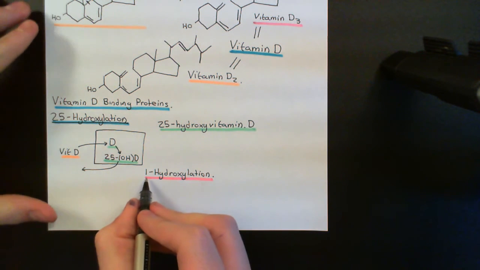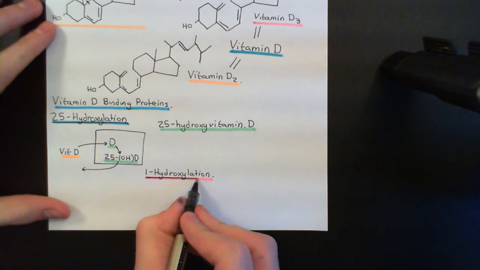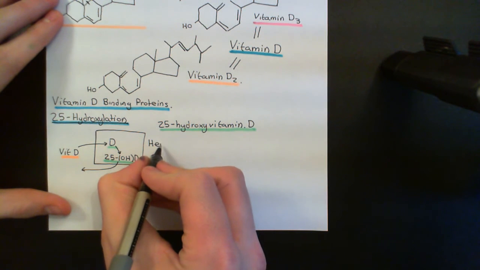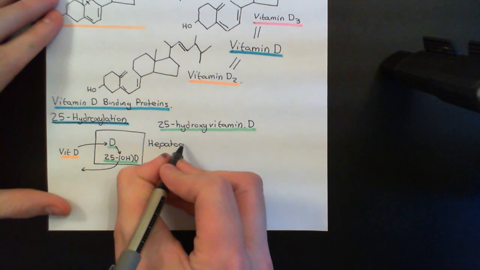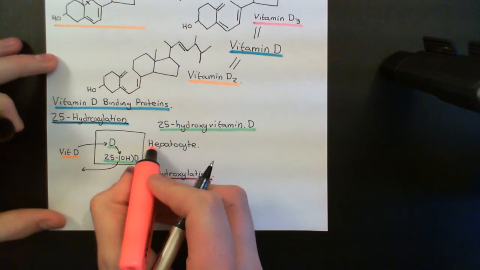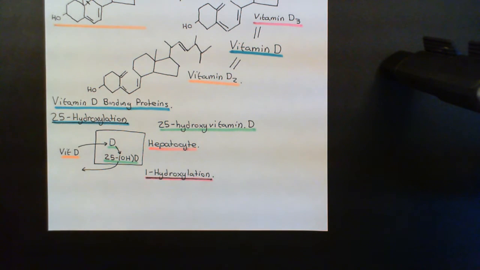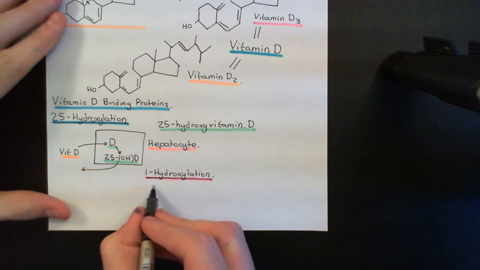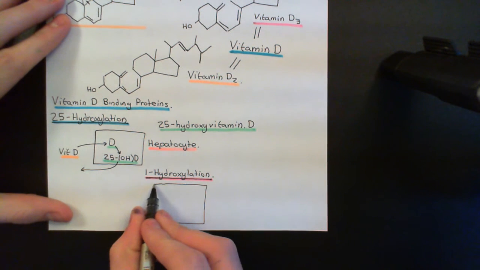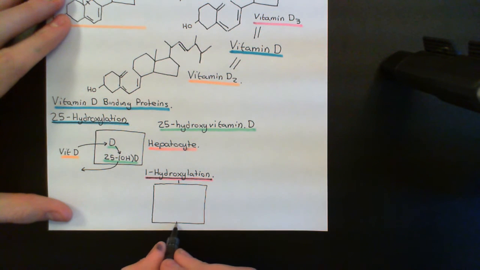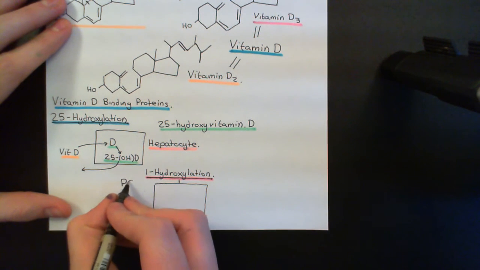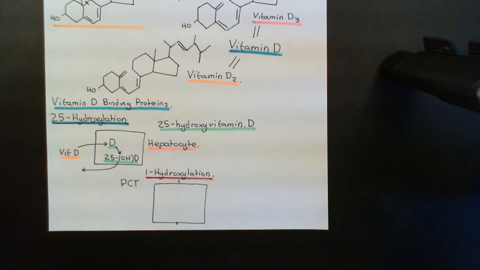Now, 1-hydroxylation is performed in the cells of the proximal convoluted tubule. Okay, so this cell here, where 25-hydroxylation was occurring, was a cell of the liver, a hepatocyte, whereas 1-hydroxylation is going to occur in a renal tubule cell in the proximal convoluted tubule. So let me just draw one of these renal tubule cells here. So here is the renal tubule cell, like so. And I'll just label it up. So this is a proximal convoluted tubule cell here.